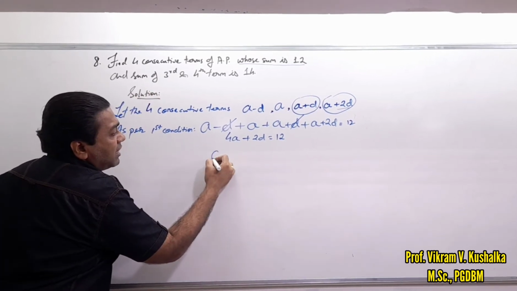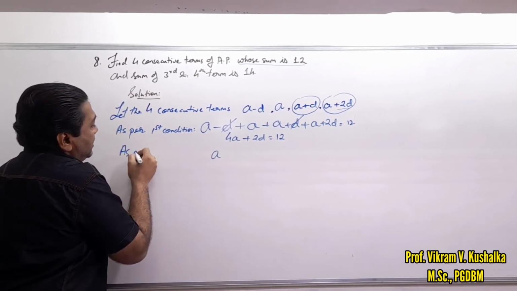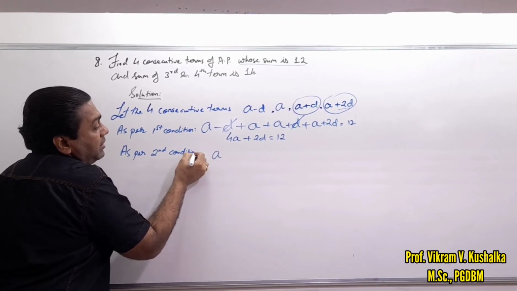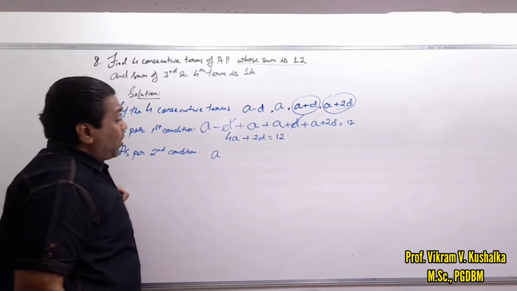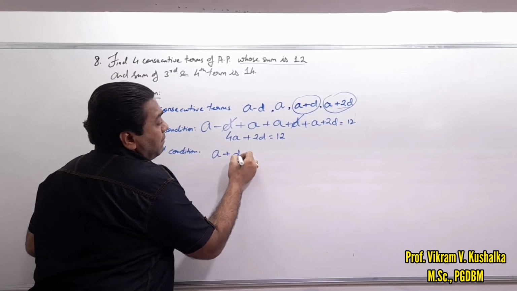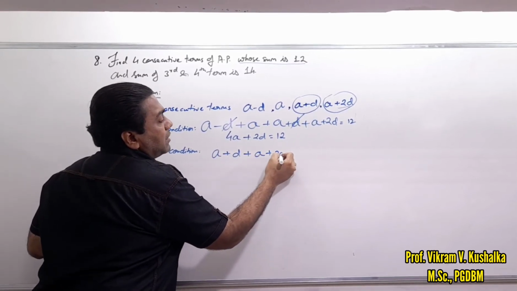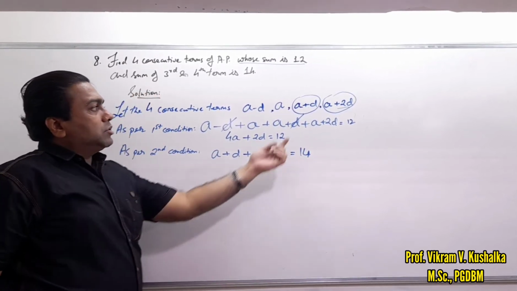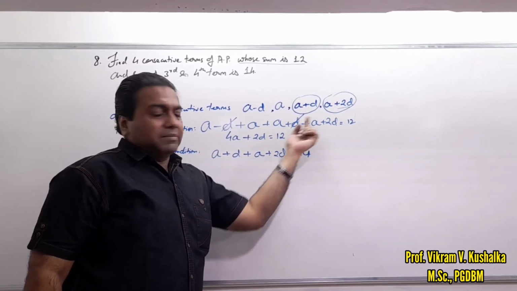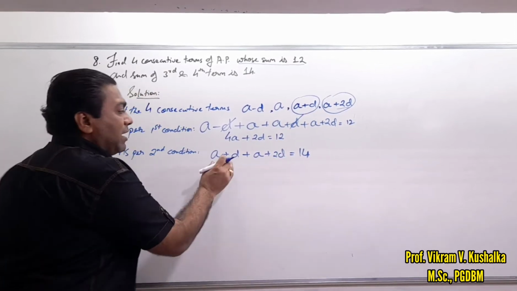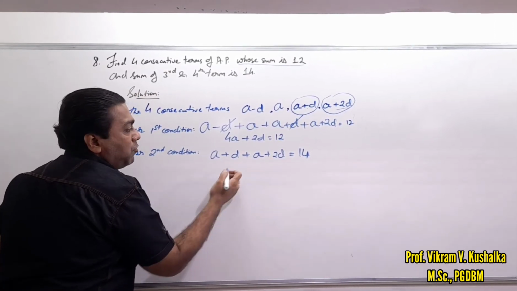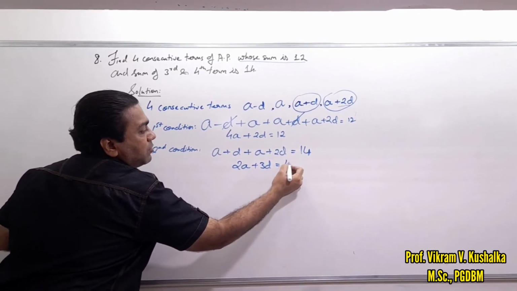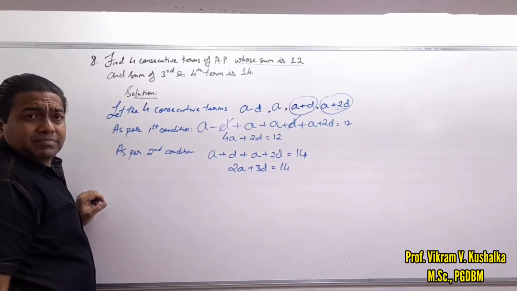So sum of third and fourth term, that is as per the second condition given in this arithmetic progression question, I have a plus d plus a plus 2d is equal to 14. Right? Because sum of third and fourth term. Sum means addition. So a plus d plus a plus 2d is equal to 14. So I get 2a plus 3d is equal to 14.